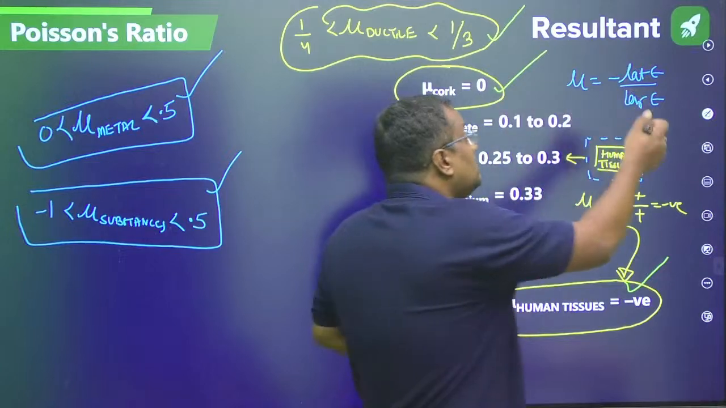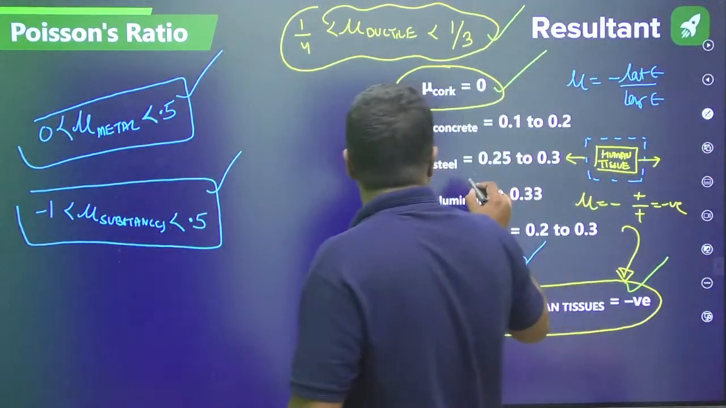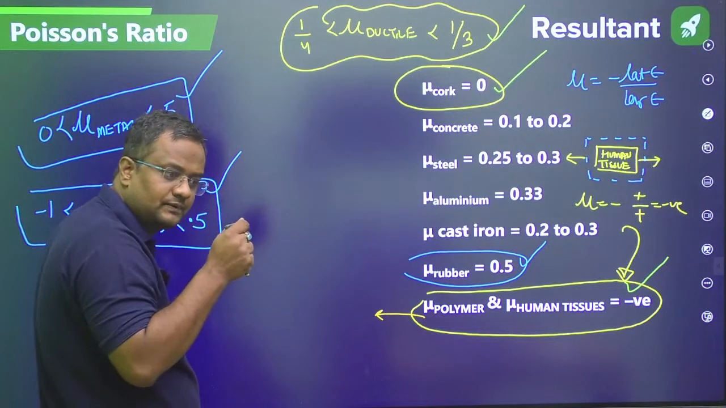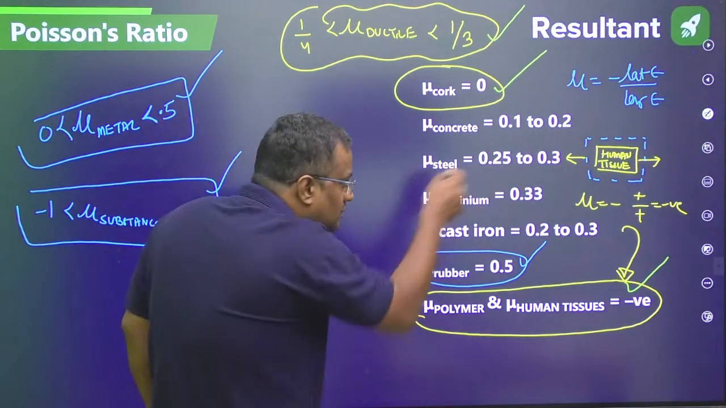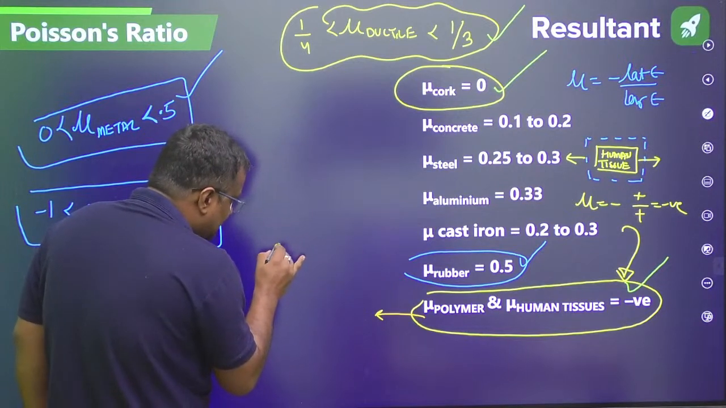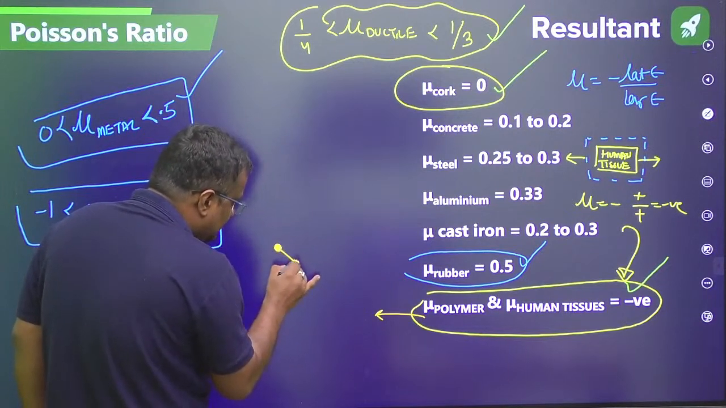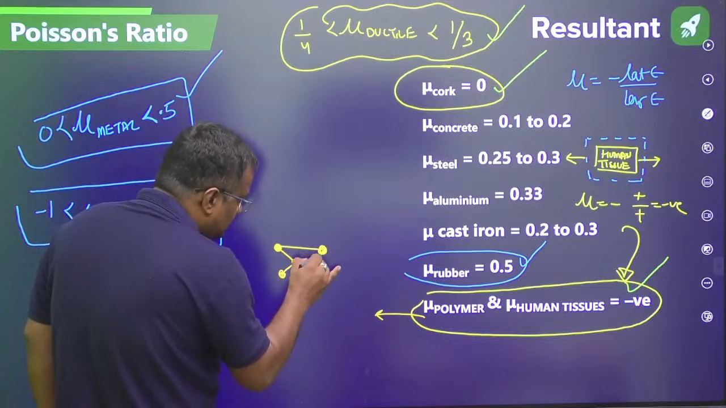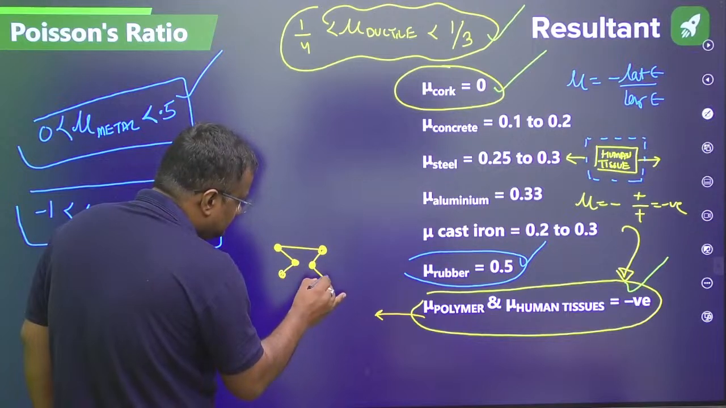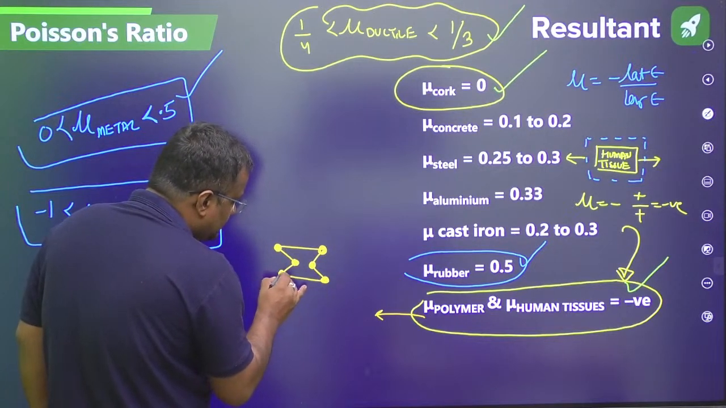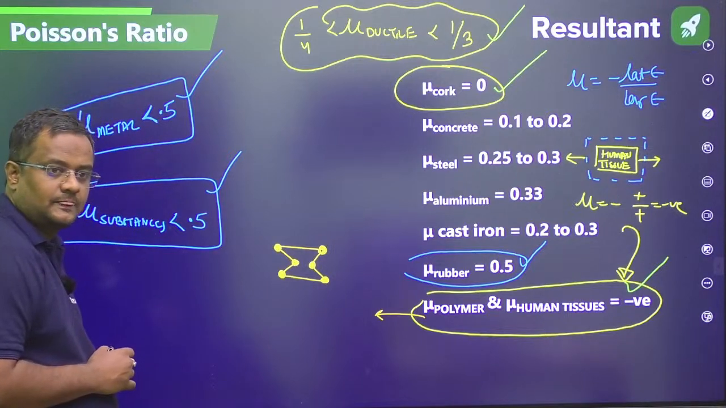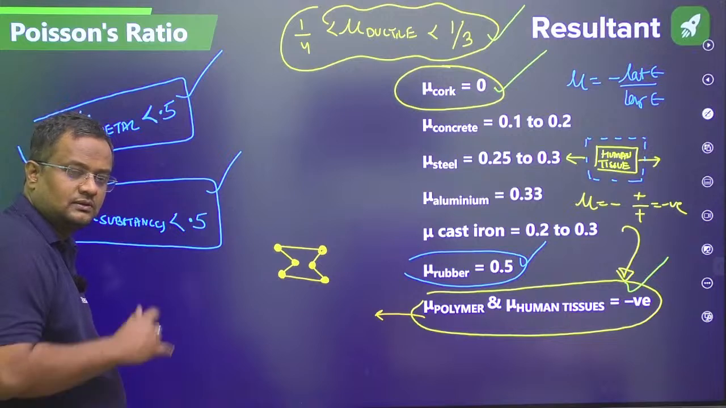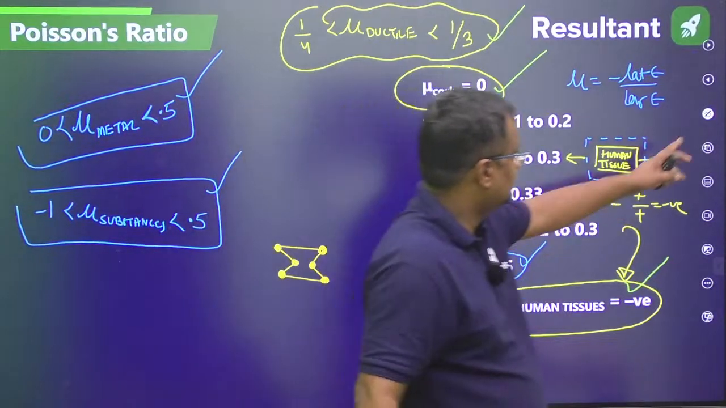Second, let me tell you more at the microscopic level. At the microscopic level, if you see human tissue and polymer from a microscope, certain chemicals or certain atoms are attached like this. These are hinges. If you see from a microscope, these are hinges like this.